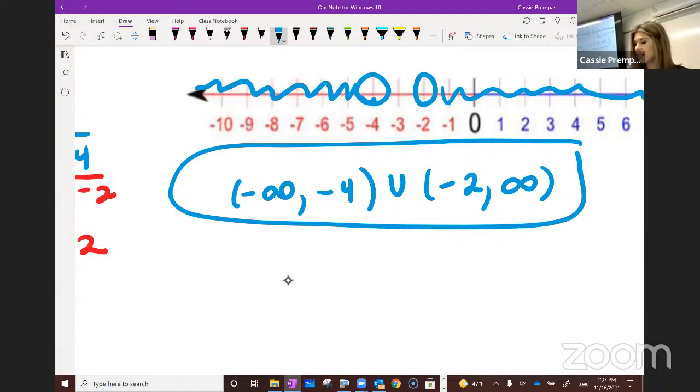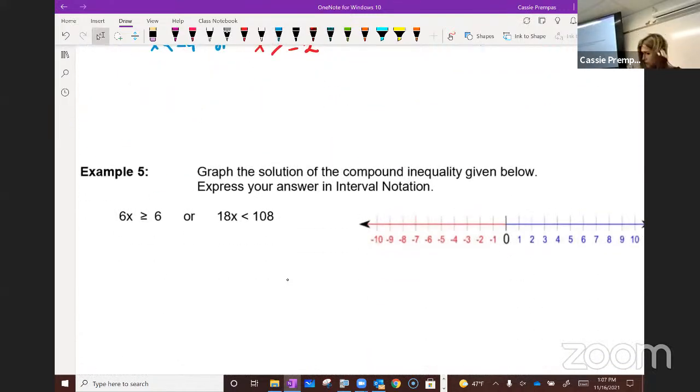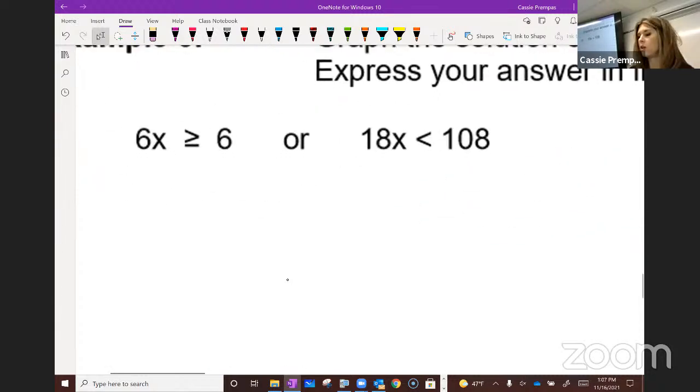All right, last and final question. Graph the solutions of the compound inequality given below. Express your answer in interval notation. I would like you to turn with your partner on this one. This time the person with the most amount of siblings shares how you'd solve, and then come together and discuss what would be the answers in interval notation. Go ahead and begin.